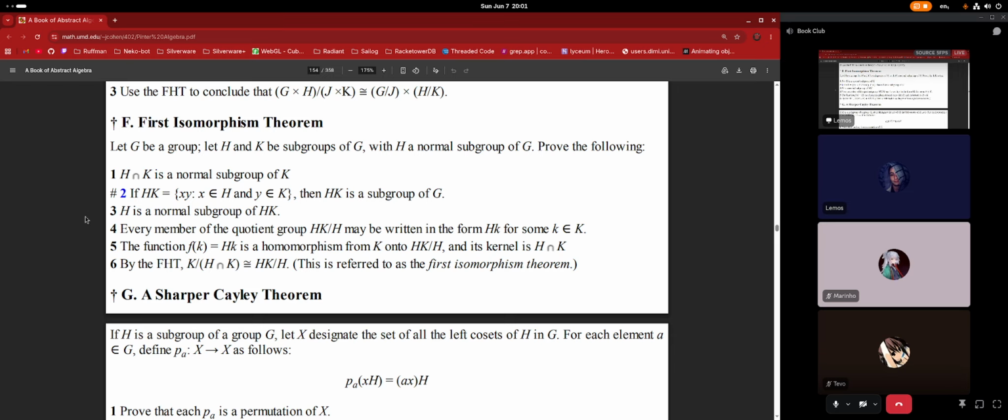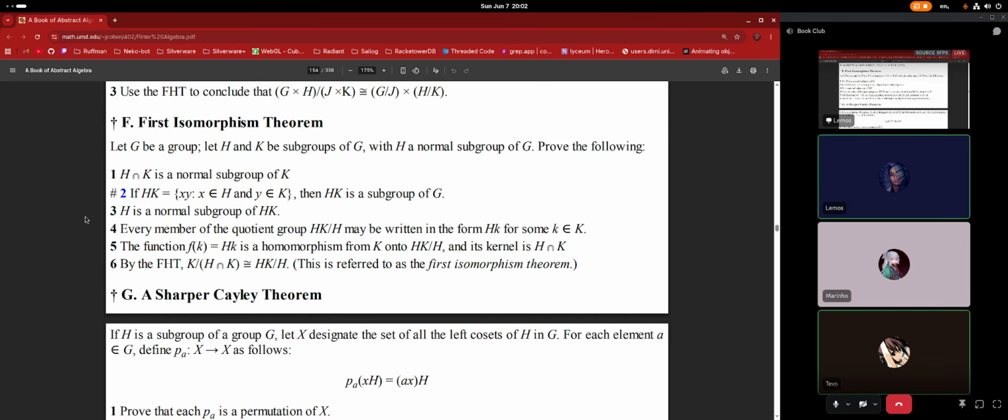Interesting. So you know, this is true because H intersection K is a normal subgroup of K. Sorry, I'm a bit slow today, but yeah, that was funny. This is true because this is true. That was funny. I worked this out before, but I forgot.